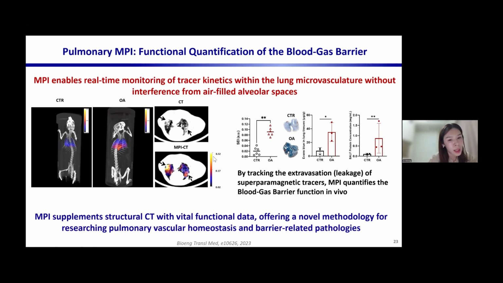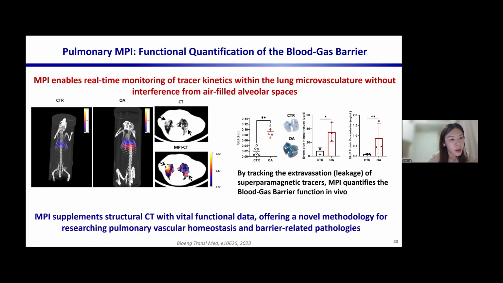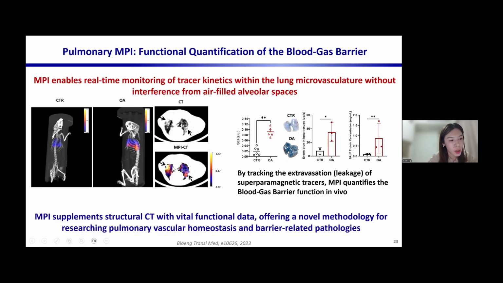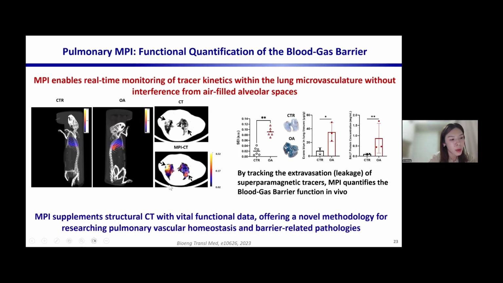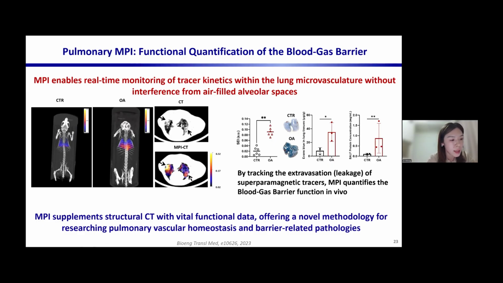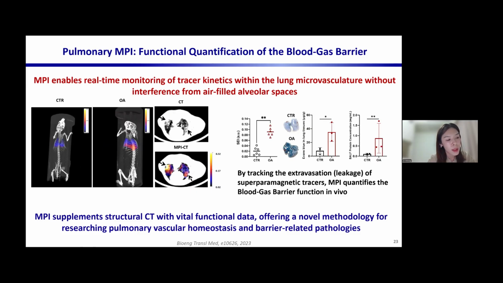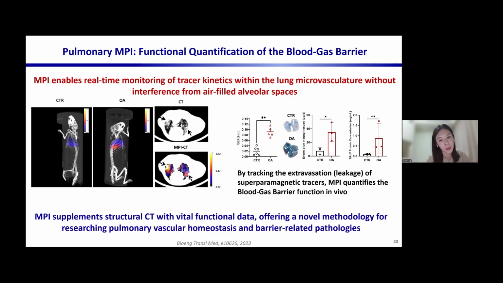And more importantly, using the 3D tomography imaging, we could visualize the spatial heterogeneity of vascular permeability changes throughout the lungs. And this provides also insights into the localized vascular damage associated with different lung diseases. So overall, this study also validates the feasibility and practical value of MPI as a powerful tool for pulmonary imaging.